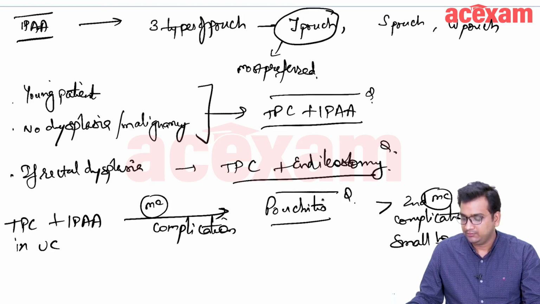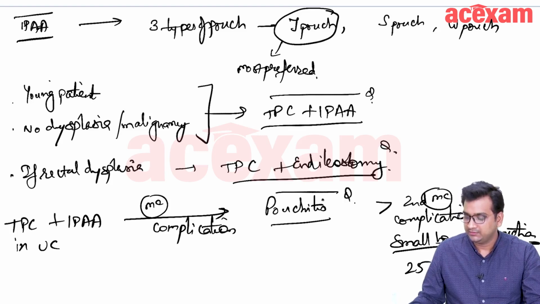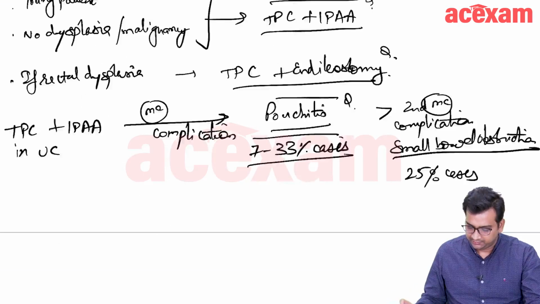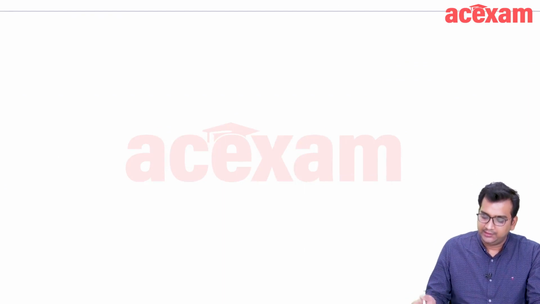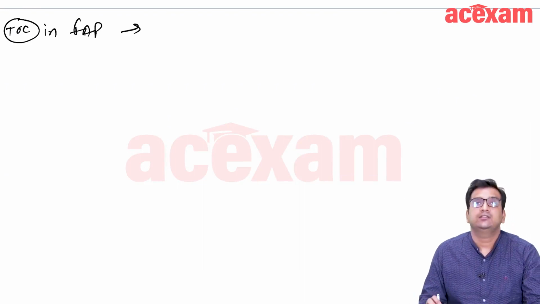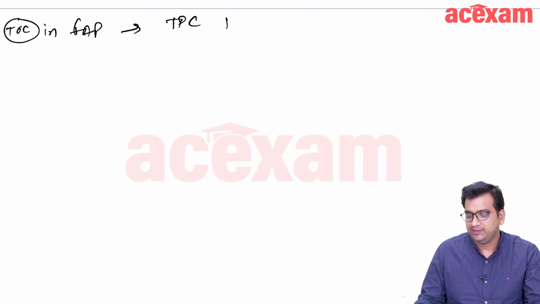Small bowel obstruction is generally seen in 25% cases. Pouchitis is seen in 7 to 33% cases. Okay. Now, what is the treatment of choice in familial adenomatous polyposis? It is total proctocolectomy with ileal pouch anal anastomosis.